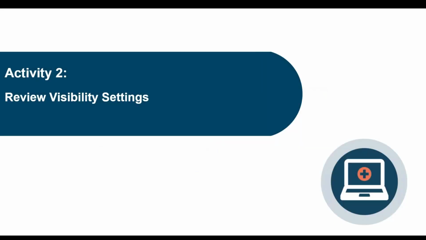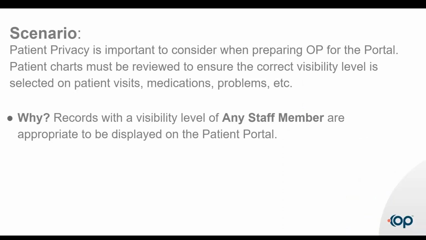In activity 2, we will be reviewing visibility settings on our chart items to make sure that appropriate records are either being sent to or withheld from the patient portal. Patient privacy is important to consider when preparing your OP for the portal. Patient charts must be reviewed to ensure that the correct visibility level is selected on patient visits, medications, as well as problems, just to name a few places.